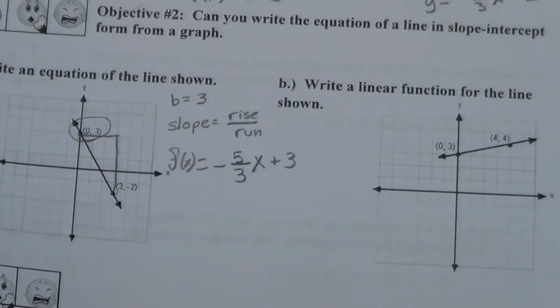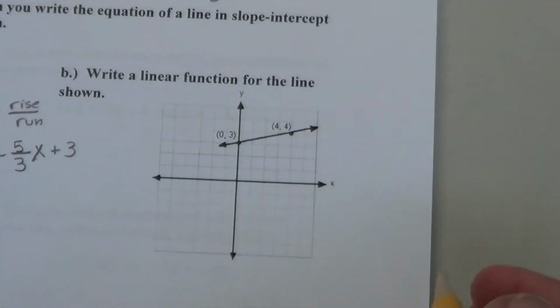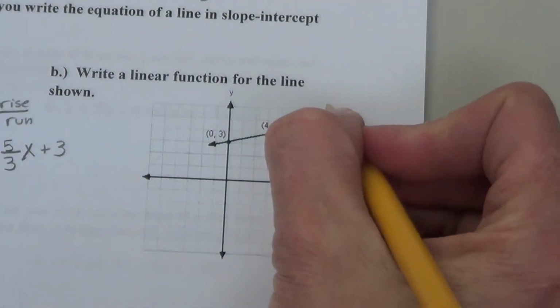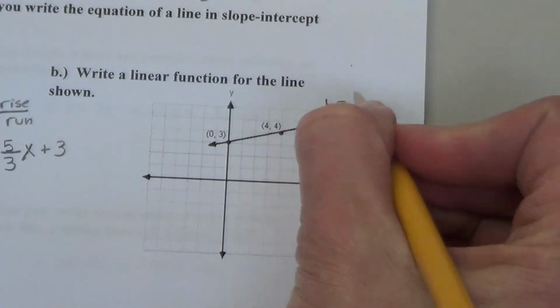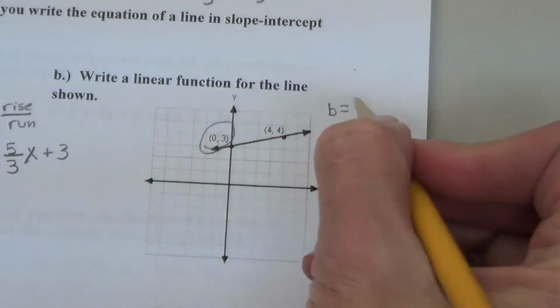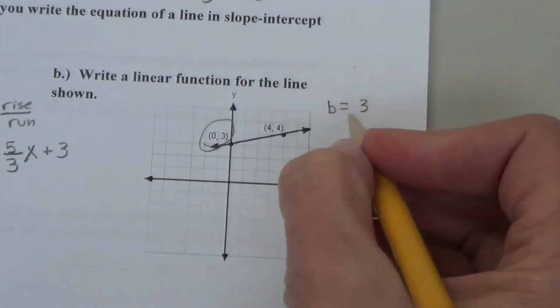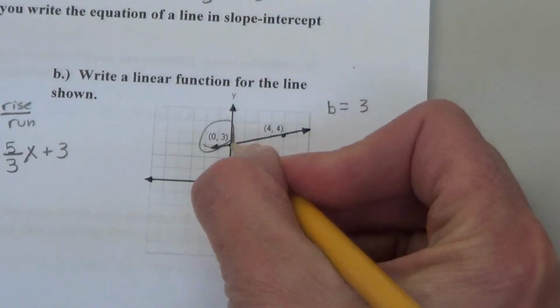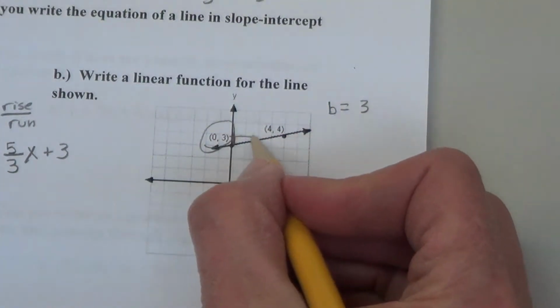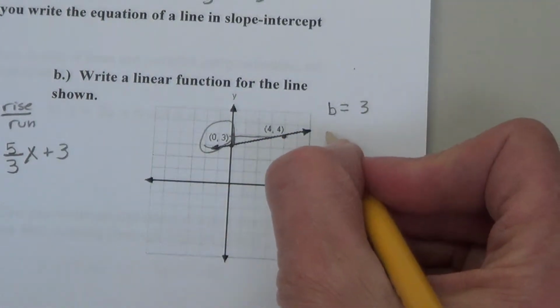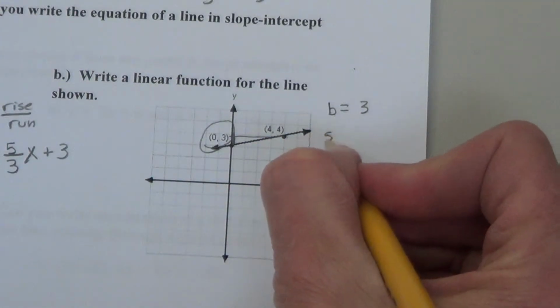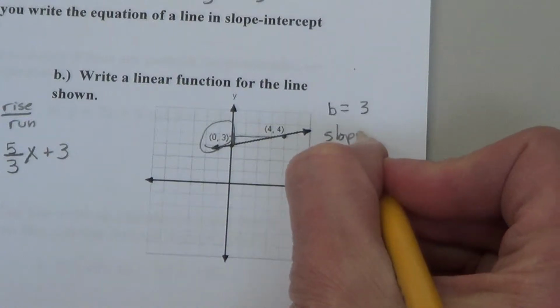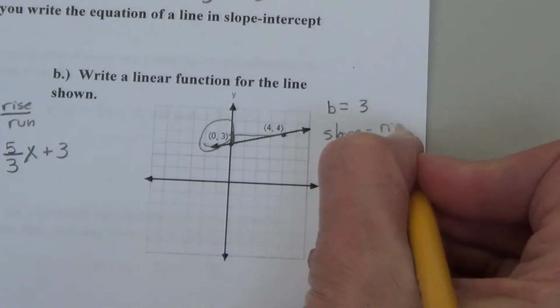Okay. Next one. Our b value, our y-intercept is 3 again. Our slope this time, we rise just a short amount and run quite a ways. So our slope, again, is rise over run.